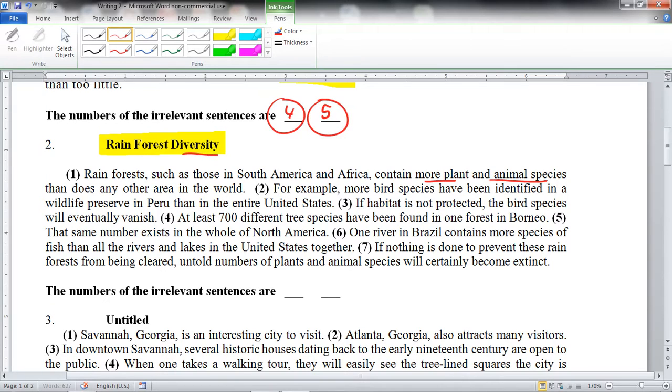Number 3, if a habitat is not protected, the bird species will eventually vanish. At least 700 different tree species have been found in one forest in Borneo.